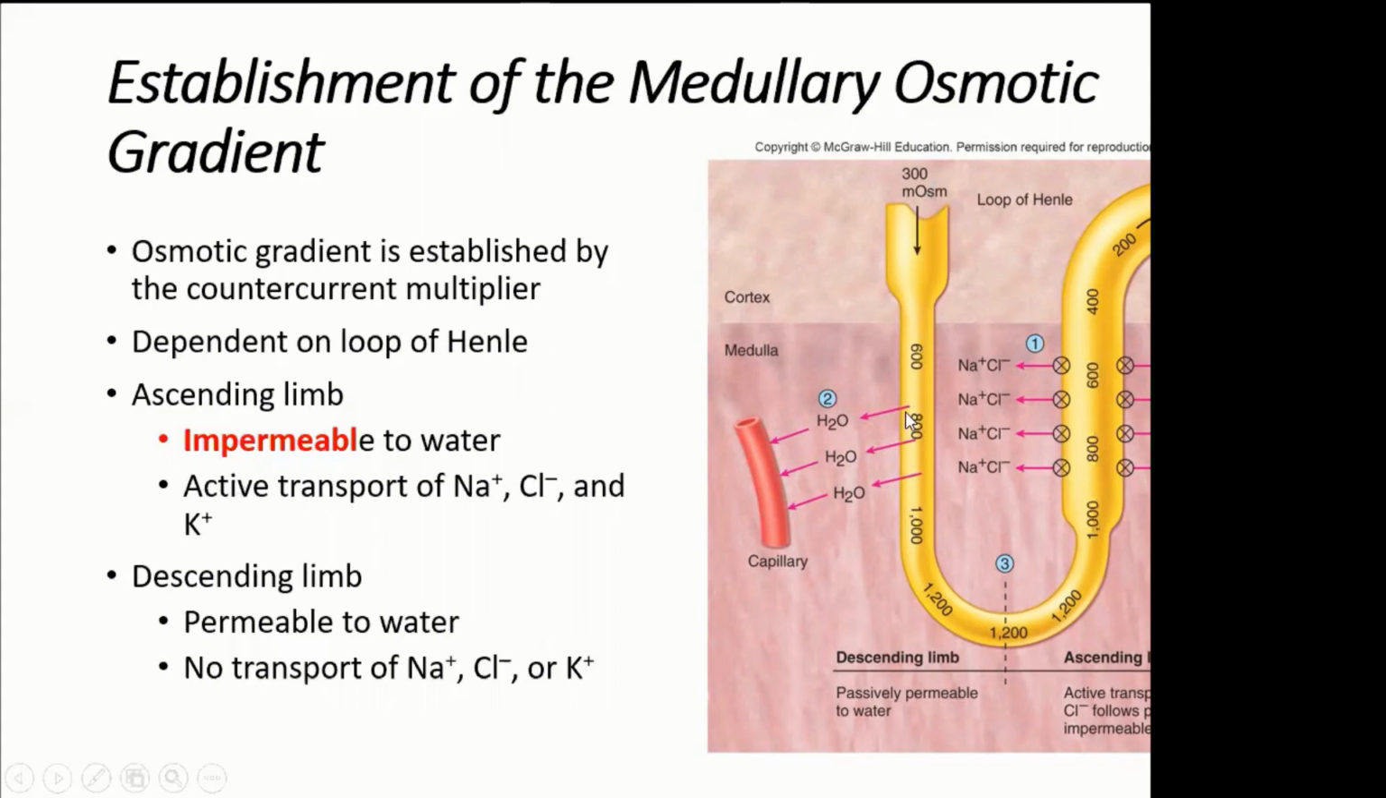So we can see that we have fluid moving here through the loop of Henle. We have water moving out into the capillary in our descending limb, and we have solutes actively being pumped out by our ascending limb.